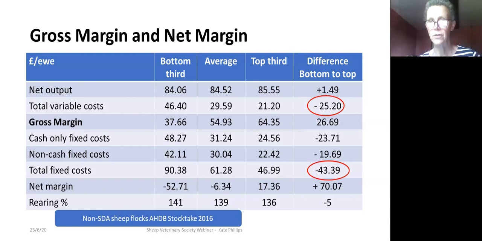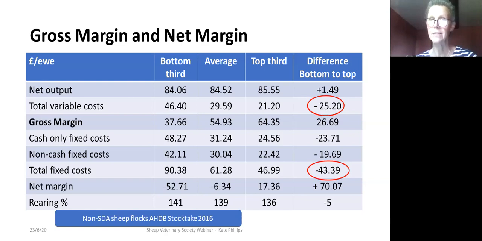If we move on to fixed costs, that's all of the other costs we mentioned earlier. You can see with the bottom third, they are spending over £43 more on their fixed costs than the top third farmers too. So the net margin is different by £70 a ewe, which is hard to believe really. The bottom third in this set of data were effectively losing £52. Note this all excludes the support payments, by the way, everybody, whereas the top third were making £17 a ewe. And you can see the level of output.